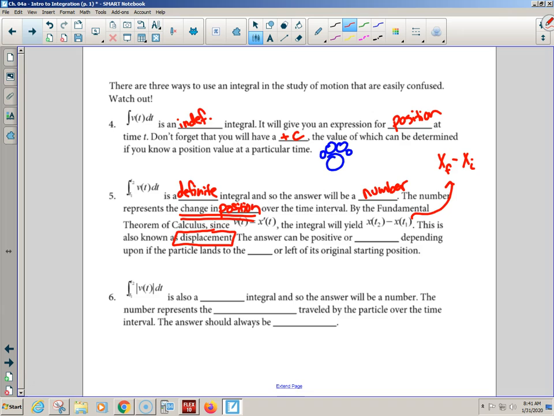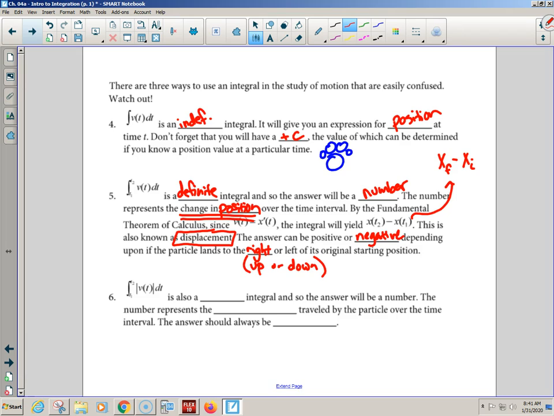However, the answer can be positive or negative, depending on if the particle is moving to the right or left. But what am I going to put down below? Because that's only in a horizontal motion model. What else could it be? Up or down. Good. Of its original starting position.